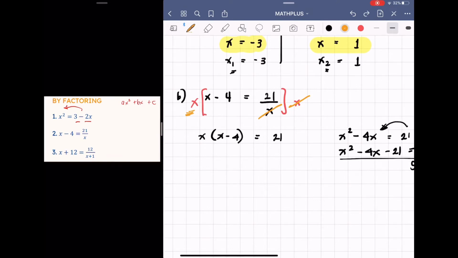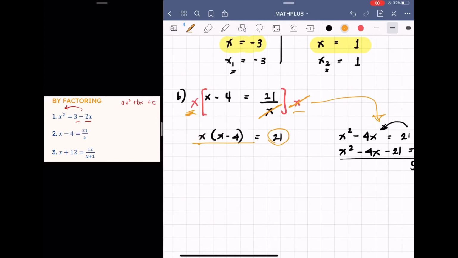A common mistake, just to share, that students make when they solve quadratic equations by factoring is they tend to forget that the equation needs to be transformed to its general form first. After multiplying both sides by x, they think they're allowed now to solve for the roots because the left side is already in factored form, which is incorrect. Why? Because the right side is not yet equated to 0.